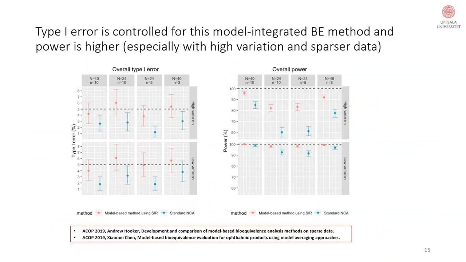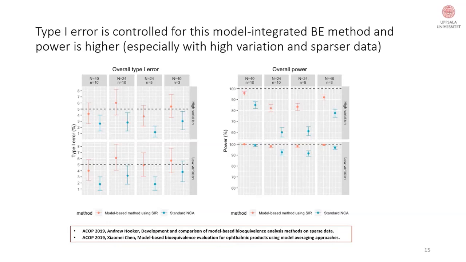Here's just one example where we were looking at a situation where we had both low and high variable data. We had lots of individuals and lots of measurements, and then we had low numbers of individuals and measurements per individual. And what you can see is that in general, or always in these situations, the model-based method in red maintains type 1 error for both low and high variation in all these different situations. The standard NCA-based method actually had lower type 1 error than one expected in these situations.